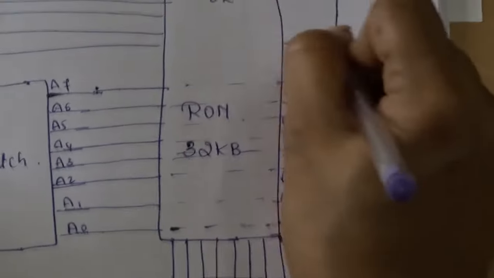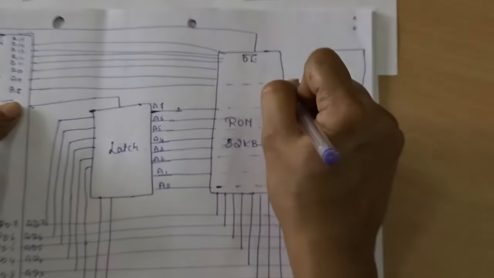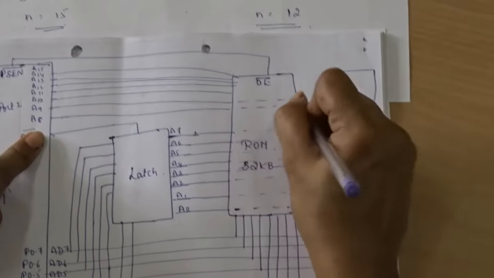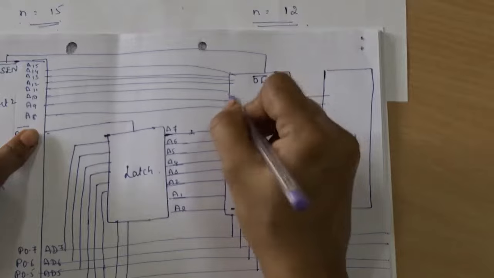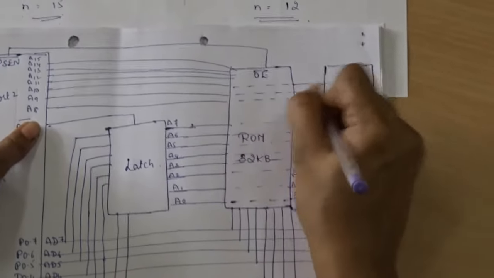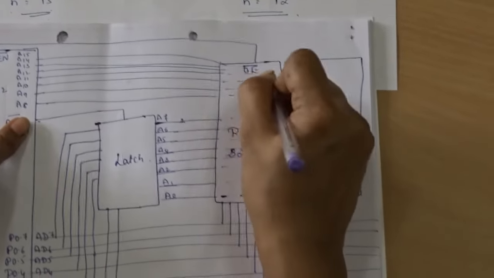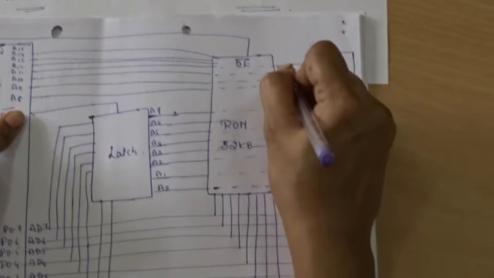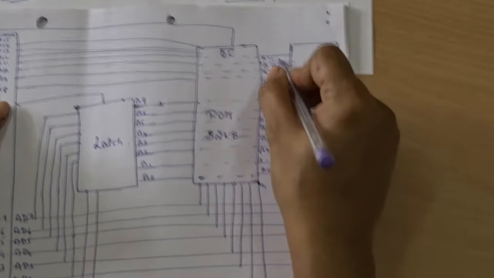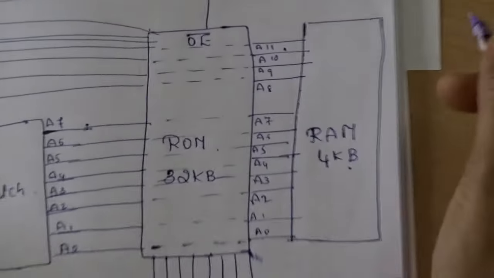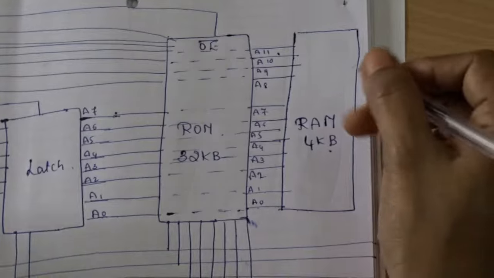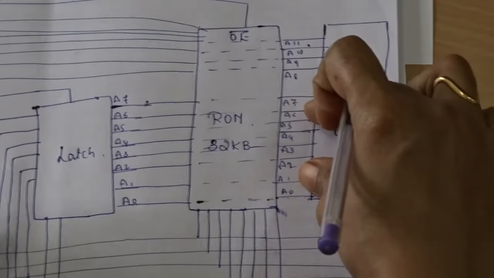How many more are required? 4 more. That is A8, A9, A10, A11. So totally 12 address lines are connected to RAM. We don't need A12, A13, A14 and A15. Okay. So now these are the address lines.